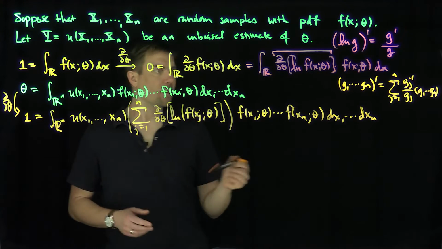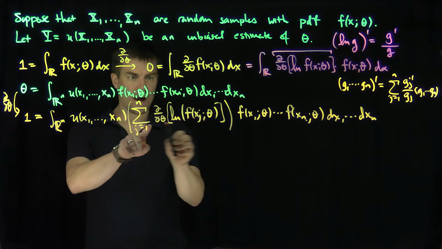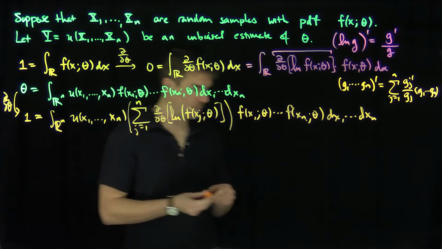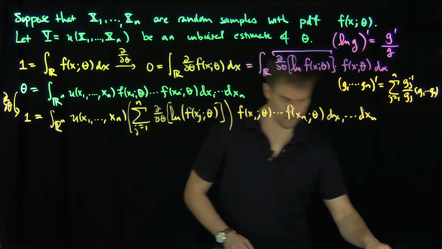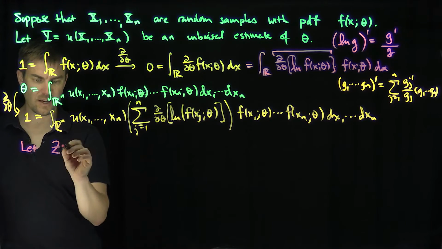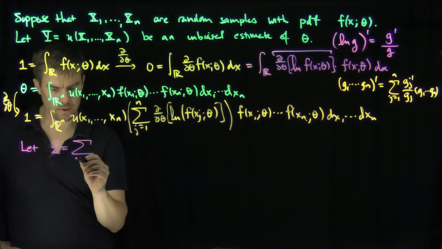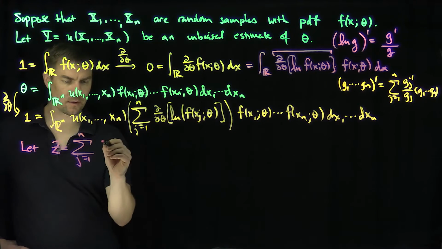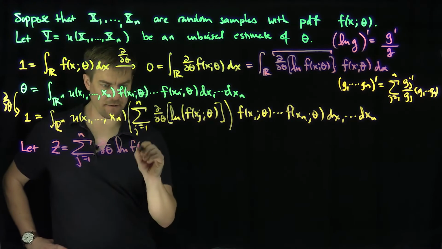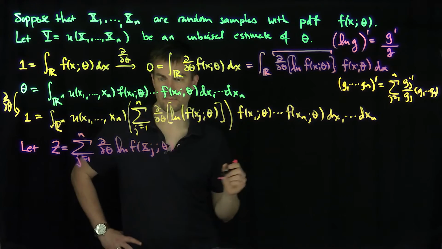So what can we say? The first thing we can say is the following. I'm going to look at these random variables right in the middle here. So what we're going to do is construct a new random variable from this. Let z be the sum, j goes from 1 to n, of the derivative with respect to theta of the log of f of xj theta.